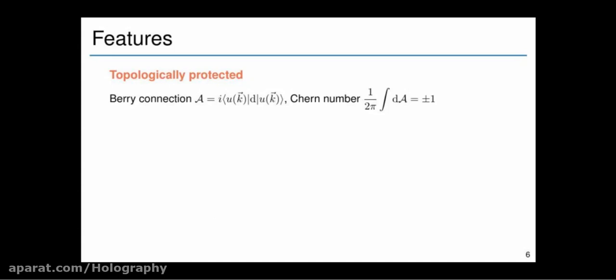And if you integrate this Berry connection over a sphere that encloses one of the two Weyl nodes, then you'll find either plus or minus 1, depending on whether it's a left or right-handed Weyl node. And this has to be an integer. It's an integer called the Chern number. So because it has to be an integer, it can't be destroyed by a small perturbation.